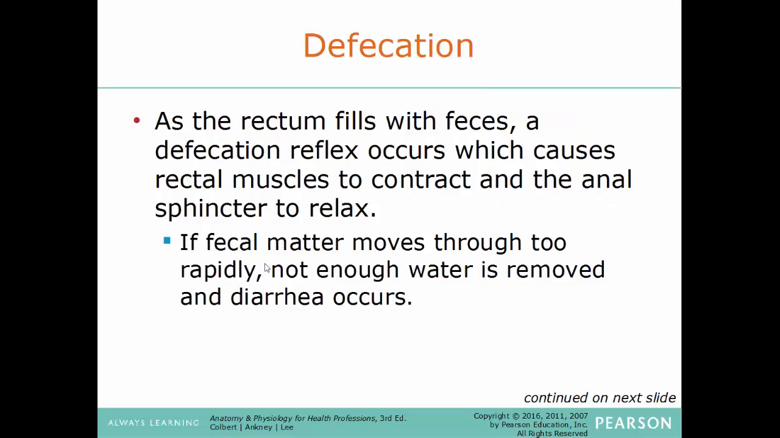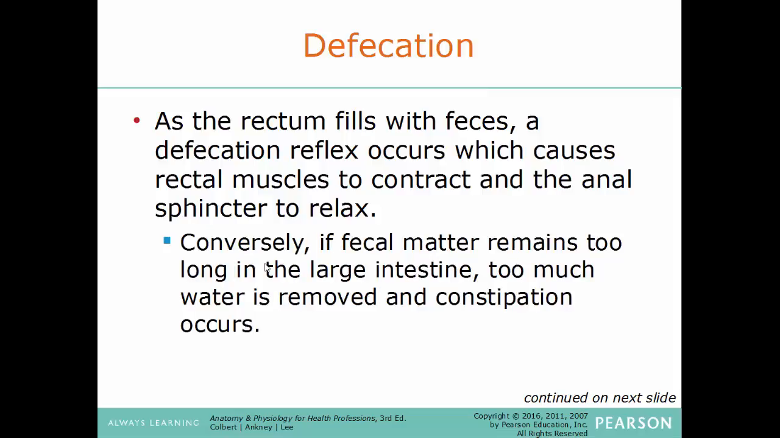Defecation. As the rectum fills with feces, there's a reflex, the defecation reflex, that occurs that causes the rectal muscles to contract and the anal sphincter to relax. Now, if the fecal matter moves through too rapidly, you won't have enough water absorbed. That's when you get diarrhea. And the opposite of that, if fecal matter moves too slowly or takes too long in the large intestine, you'll have too much water removed, then you get constipation.